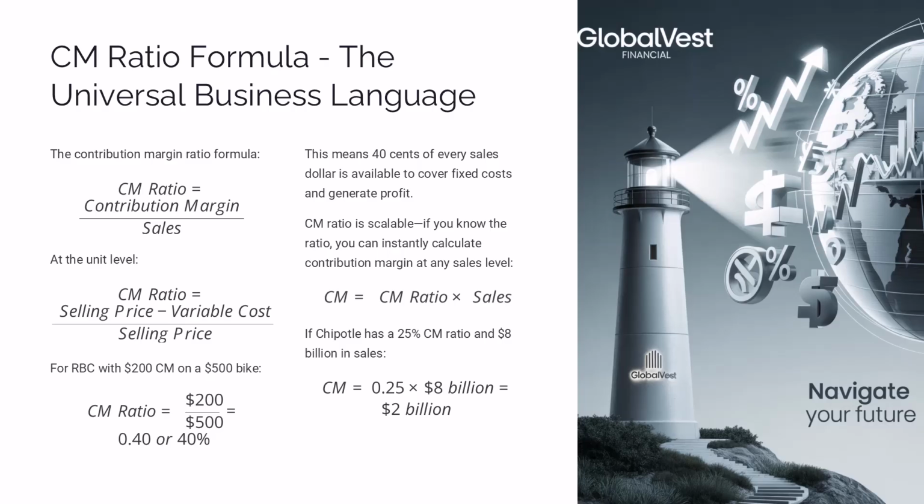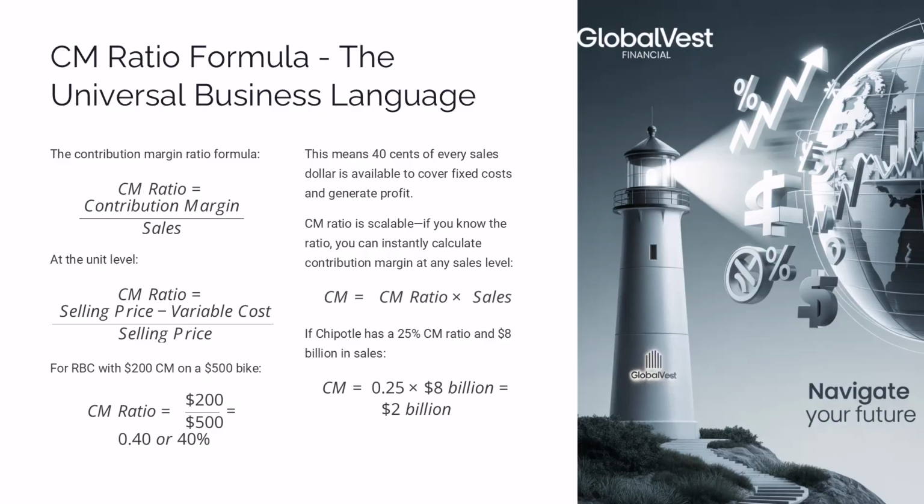The absolute game-changer insight that got Jessica Park her consulting job at McKinsey is that CM ratio tells you pricing power. Companies with high CM ratios like software companies at 80 to 90% can afford to cut prices to gain market share, while companies with low CM ratios like grocery stores at 5 to 10% have no room to maneuver on price, which explains everything from Amazon's pricing strategy to why grocery stores never have sales on milk.